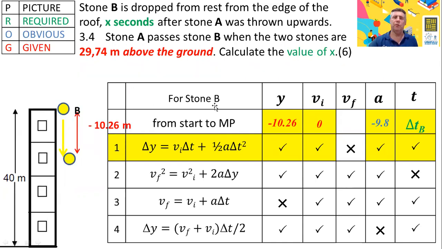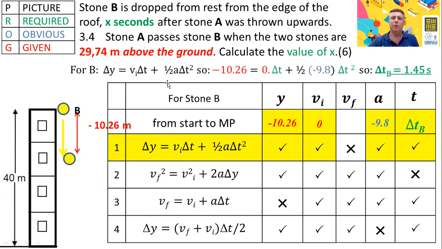Let's look at stone B. For stone B, it simply drops minus 10.26 meters. In this case, the initial velocity is 0 because it starts from rest. Acceleration is still minus 9.8, position still minus 10.26, and we're looking for delta TB. Again, because we don't know the final velocity, we must use the same equation. This time it's a little bit easier because initial velocity is 0. So it's a bit easier to solve for delta t, but again, I'll leave you to do the maths. And we get that delta TB is 1.45 seconds. As we expected, it had a shorter travel time.